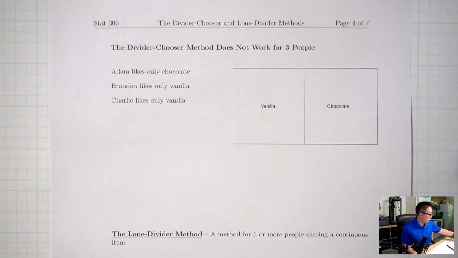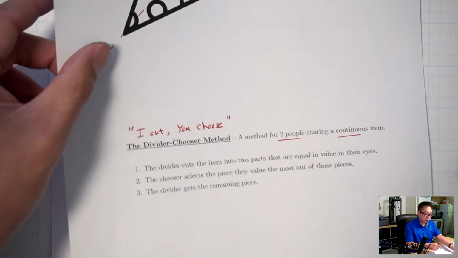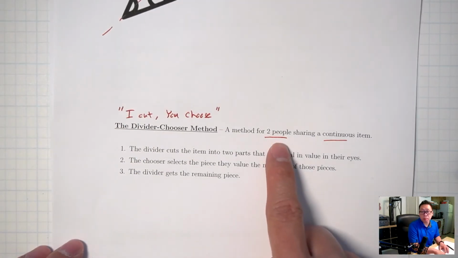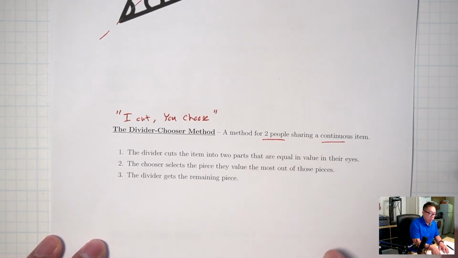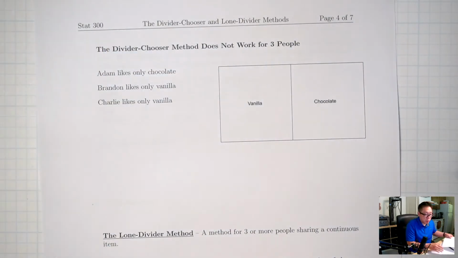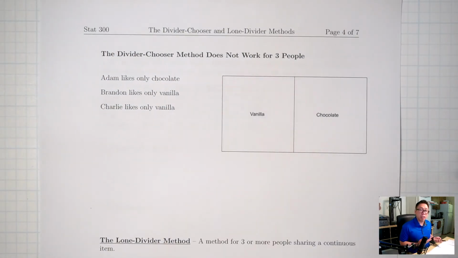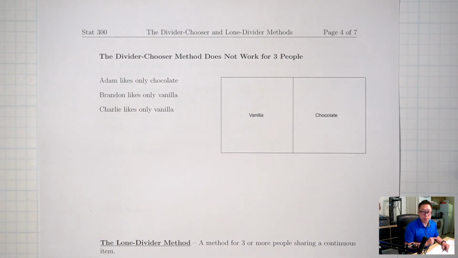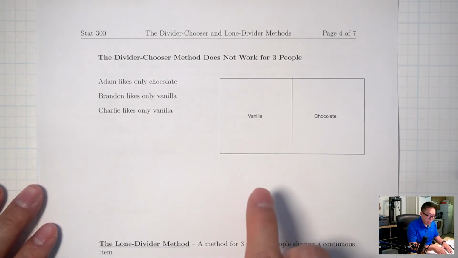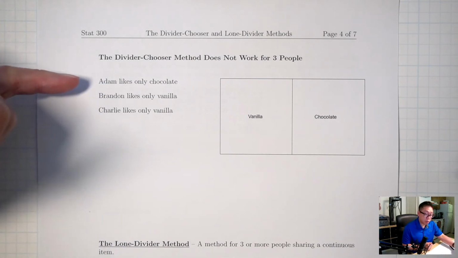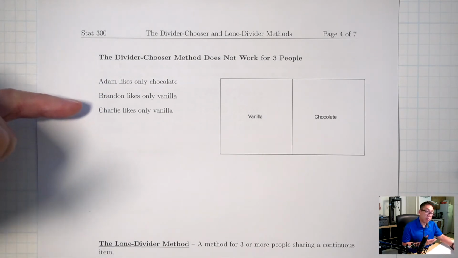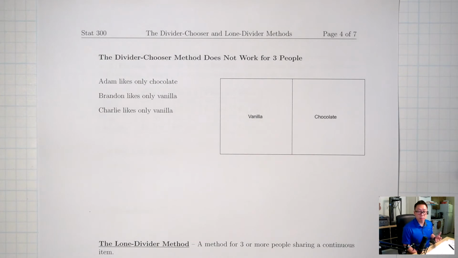I said earlier that the divider-chooser method is a method for 2 people sharing a continuous item. So it's important that it's 2 people. Because once you have 3 or more people, you run into issues with this divider-chooser method. So let me show you an example where this doesn't work. So here we have a vanilla and chocolate cake, and we have 3 people. So Adam likes only chocolate, Brandon likes only vanilla, and Charlie likes only vanilla.